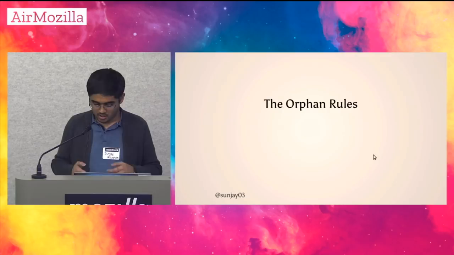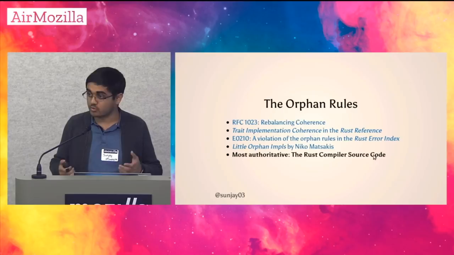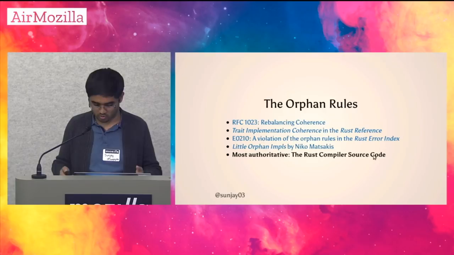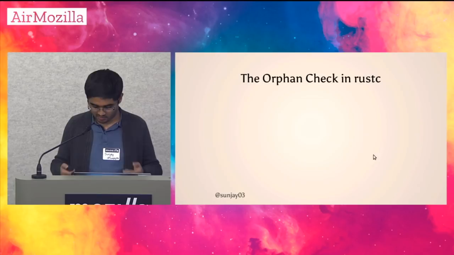Now, there are actually a lot of different sources about the orphan rules, and I definitely suggest you check some of these out if you're interested in learning more. But when it comes to the Rust compiler and the Rust language in general, the most authoritative source is often actually the source code of the Rust compiler. So let me show you some of the files and functions where the orphan rules are implemented.